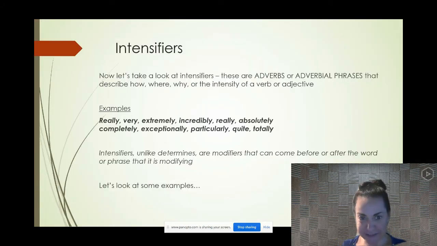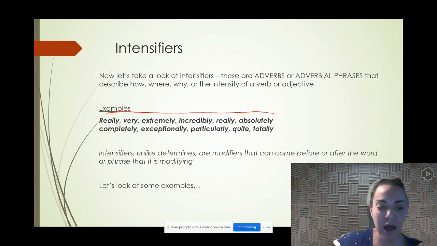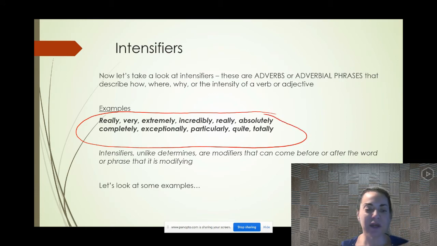Now we're going to look at intensifiers. Intensifiers are adverbs or adverbial phrases that describe the how, where, why, or the intensity of a verb or adjective. So when I ask my son how his ice cream is, he says it's really, really, really good, right? He's using a lot of intensifiers here to show how much he likes that ice cream. So here are some of the most commonly used intensifiers: extremely, incredibly, really, absolutely, exceptionally, quite, totally.